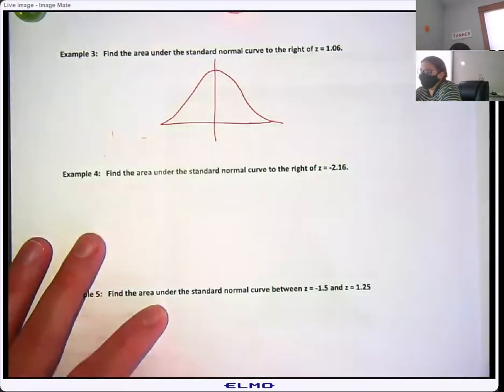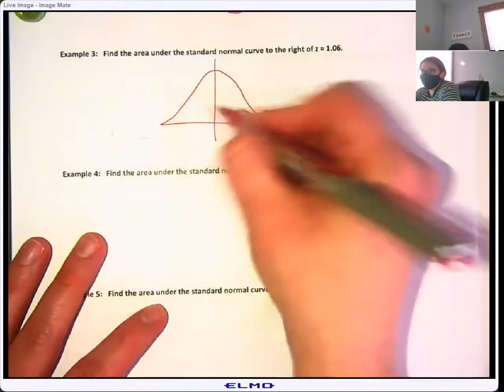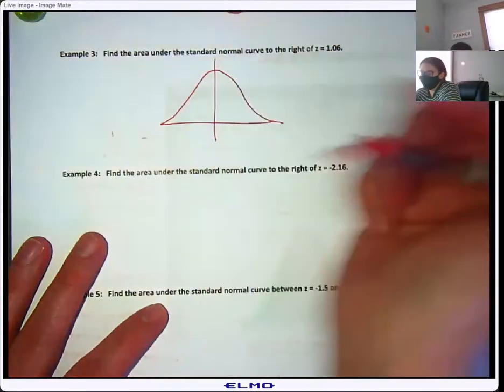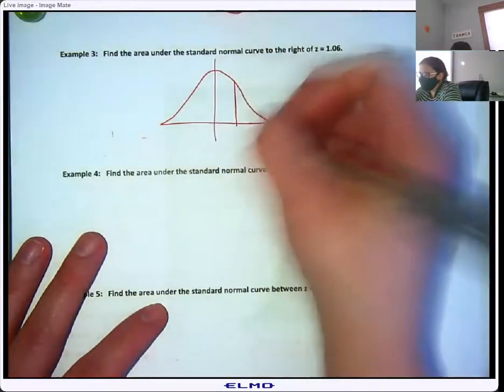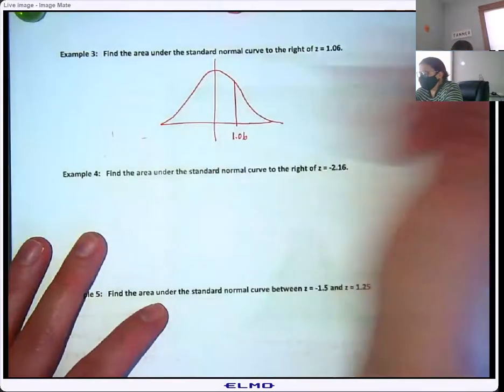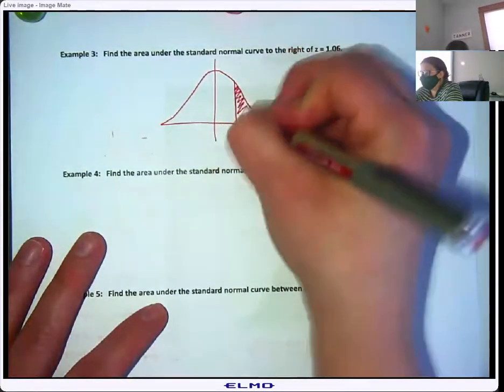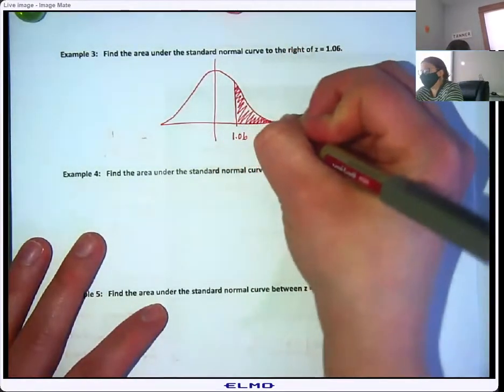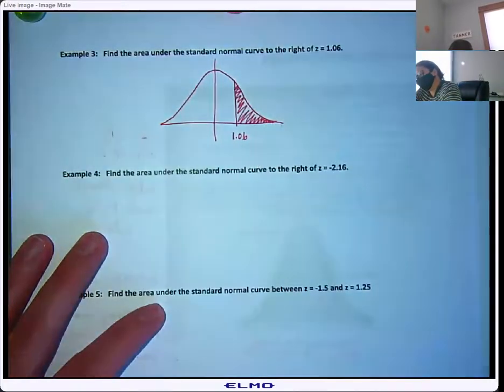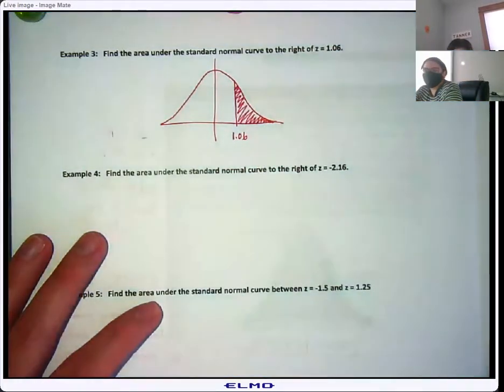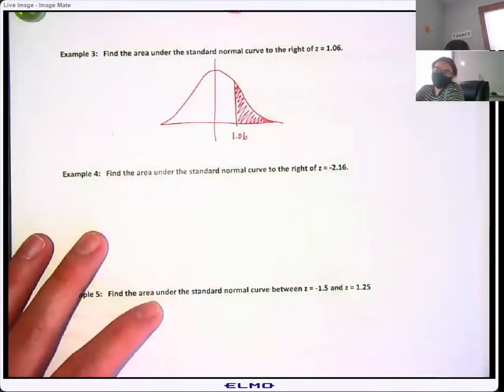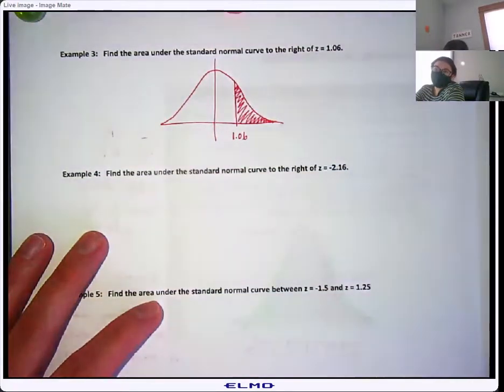All right, somebody tell me, 1.06, is that to the left or to the right of this middle bar? Right, so maybe about here. 1.06, and we want the right of it, so I'm going to shade to the right of 1.06. Somebody tell me a reasonable guess. 30, 20, something like that, right?